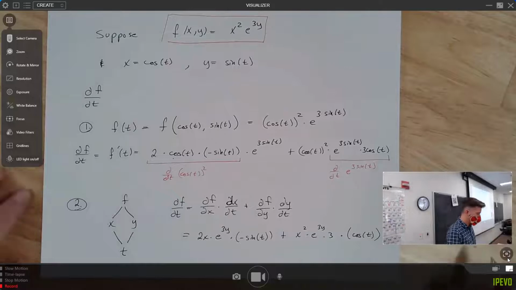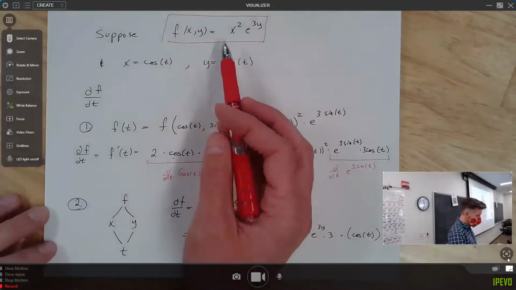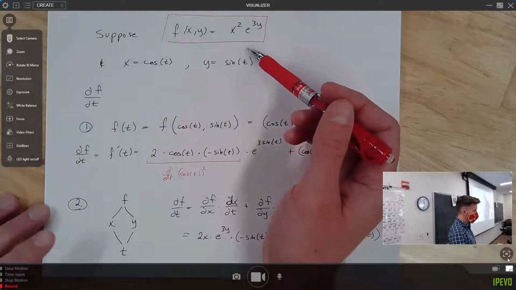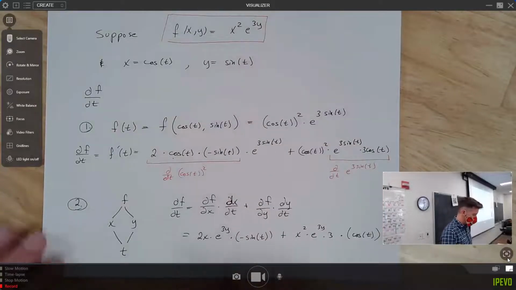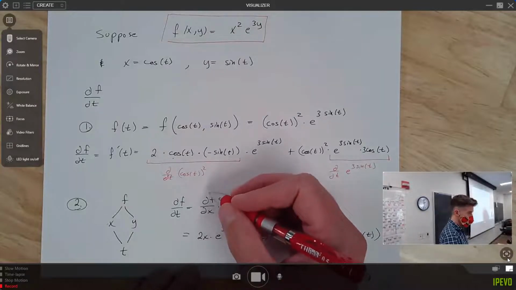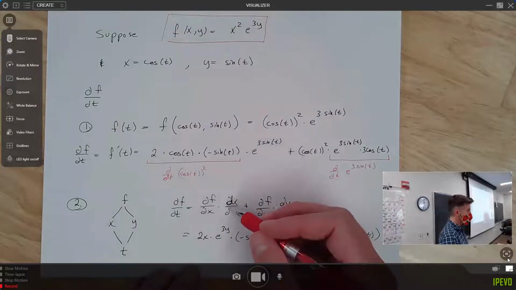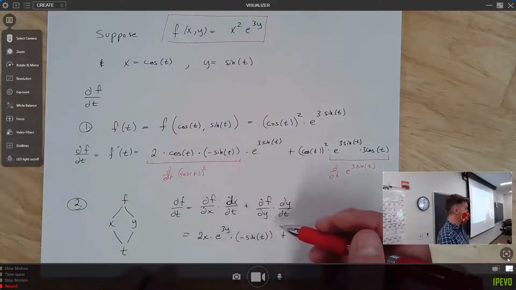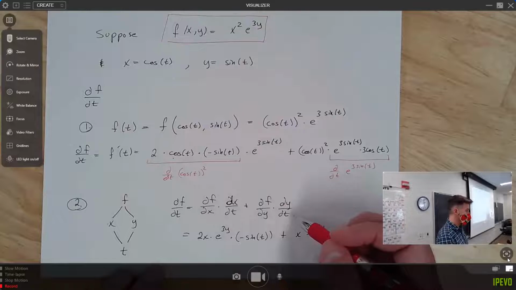But what I want to point out is that to find the derivative of this composition, we don't actually need to know the original function. To find the derivative of the composition, all you need to know is del f del x, which is totally being given, times dx dt, which we can definitely find, plus del f del y, which was again given in the homework problem, times dy dt.